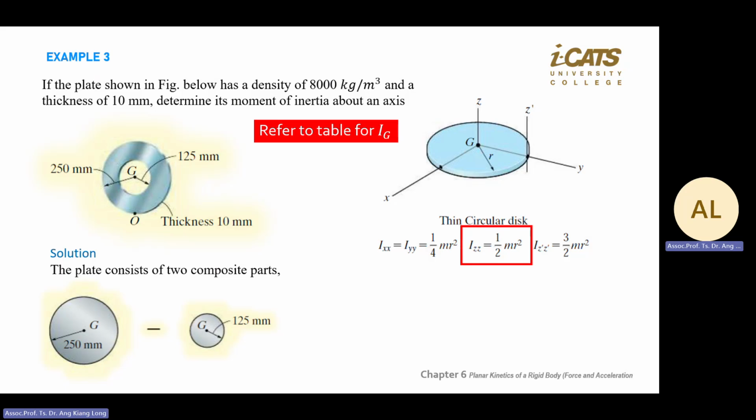Don't use the wrong one. Your center is at the center, so your z is here. So you're using IG, the first one. What you see on the appendix is IG. d is not moving.